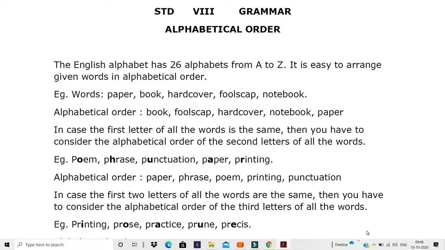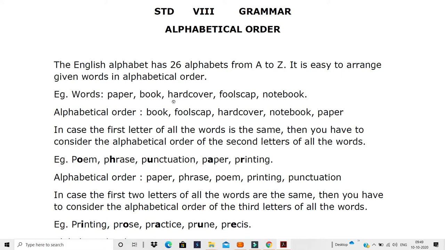Okay. Now in case the first alphabet is the same, all the words begin with the same alphabet, then what? In case the first alphabet of all the words is the same, then you have to consider the alphabetical order of the second alphabets. So you have to look at the second alphabet. See, I have darkened it, made it in bold. So this is all starting with P. So you're not going to look at the first alphabet. You're going to look at the second alphabet.